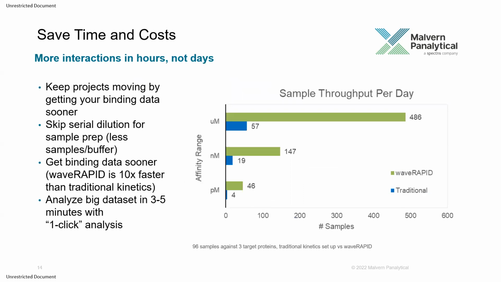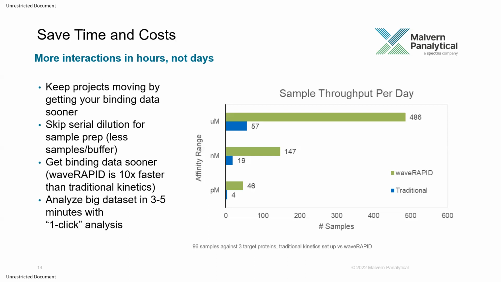Depending on the binding affinity range of your sample that you're testing, if you're working with a weak binder, let's say micromolar range, with the Wave RAPID, you can run up to 480 samples per day, as opposed to if you're using traditional kinetics, you can run about 60 samples per day. So that's about 5 to 10 times faster than traditional kinetics. So you'll see the same trend when you're working with intermediate binders, which are the nanomolar affinity range in the middle of the graph here, or the really tight binder, picomolar range binder. You will actually be able to still run more samples with Wave RAPID when compared to traditional kinetics.